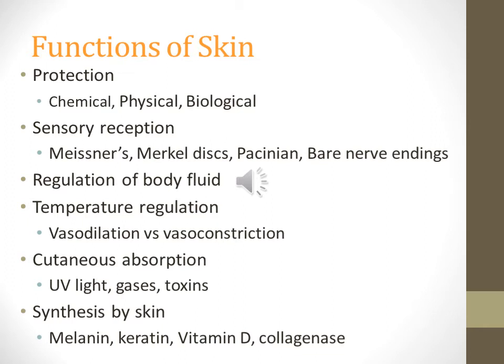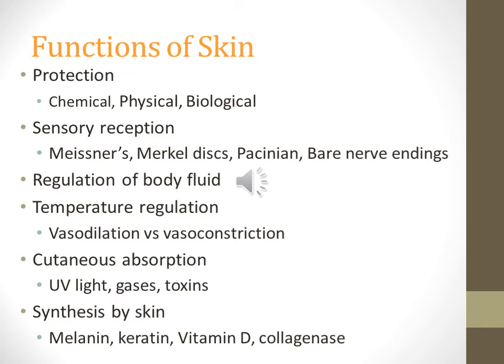Okay? So vasoconstriction is the shrinking of the vessels or lessening of the blood flow toward the surface through those vessels that run through the skin. Vasodilation is the increase of blood flow. So vasodilation equals cooling, vasoconstriction equals warming. We have cutaneous absorption, which I kind of already mentioned when I was talking about the physical barrier and fentanyl. So many things can be absorbed through the skin. We also deal with UV light, oxygen and carbon dioxide, pesticides. So the skin works for absorption purposes.